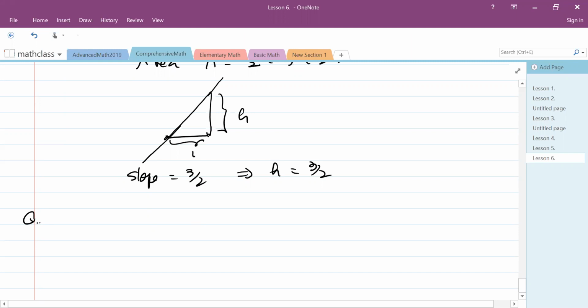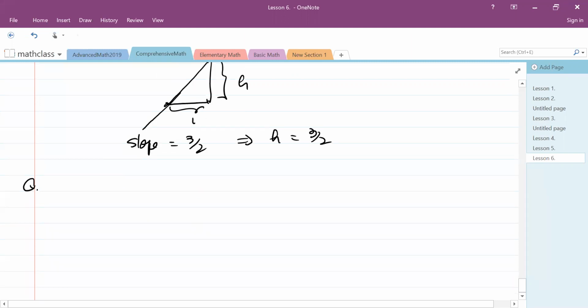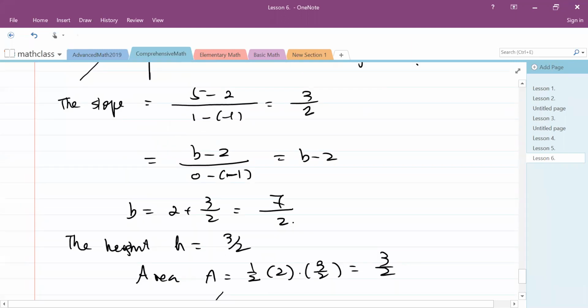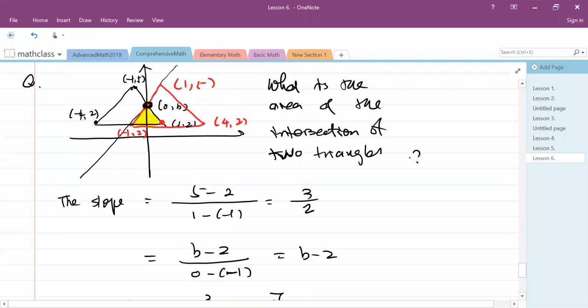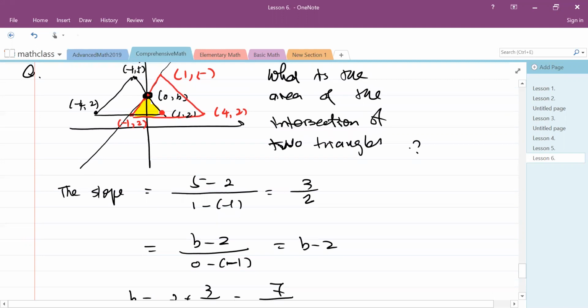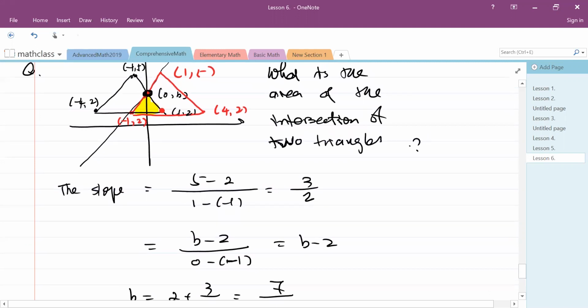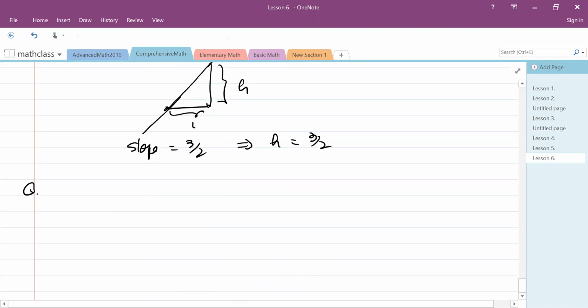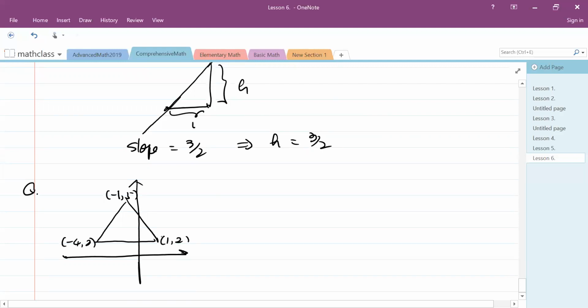Yeah, we go back to the, let's look at this problem here. I'm going to use the same equation. And here -1 and the 5, -4 and the 2, 1 and the 2, okay?